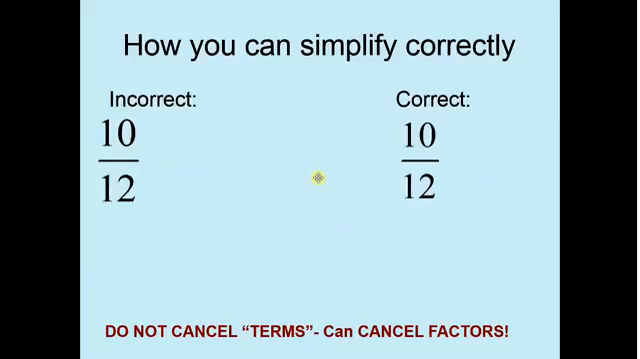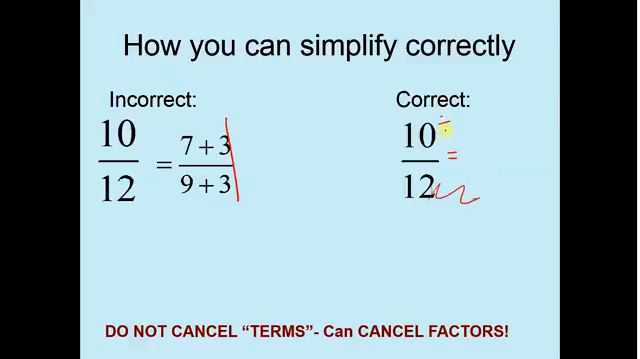So, how can you simplify correctly? This is the thing that I think a lot of students mess up on. So, 10 over 12. Technically, that's 7 plus 3 over 9 plus 3. Right? That would make sense. Can we legally cross out those 3's? No.